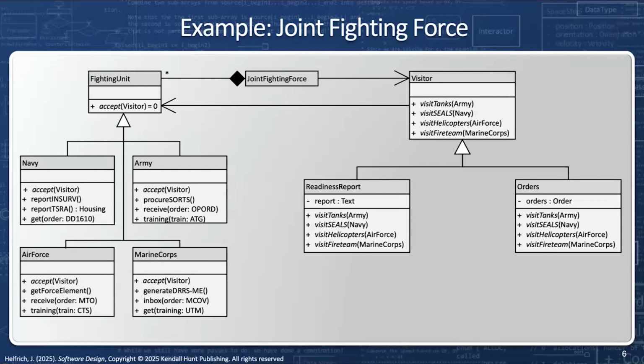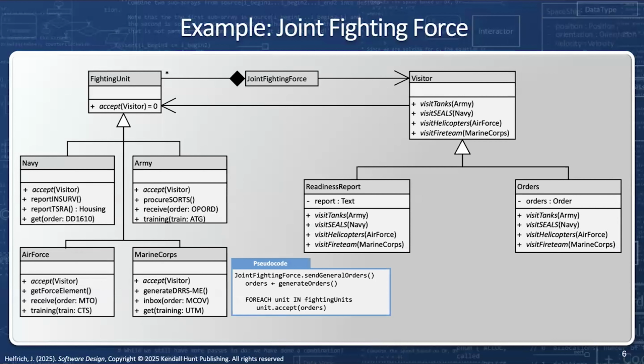To demonstrate how this works, we will show how the captain of the joint fighting force sends orders to all elements. He will begin by creating an orders object, which is a type of visitor. Then the captain will send a copy of these orders to every fighting unit, 4 in this case. One of these fighting units is the Navy. The Navy's accept method is trivial. It is always just a single line of code. It will call visit seals, passing itself, a Navy object, as a parameter. This line of code is simple, but it is critical. Here, it identifies which visit method to call, seals in this case, using a specific version of the order.